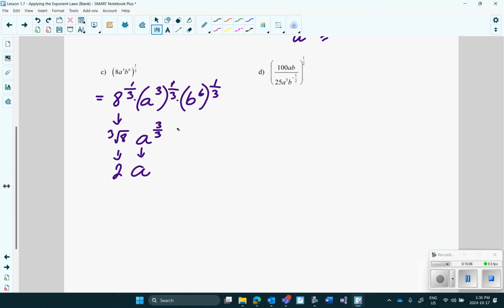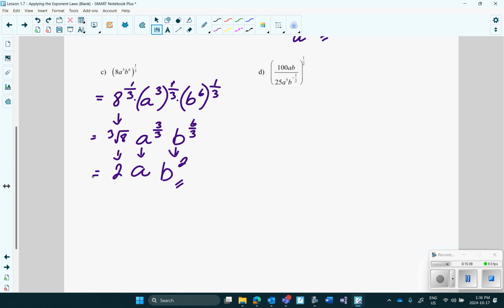What does B to the 6 to the 1/3 work out to? B to the 6 over 3, which can be easily said as B to the second. So your answer is 2ab squared. So you got to be careful with that one. Remember, when we do fraction exponents, you got to think of them as a radical.